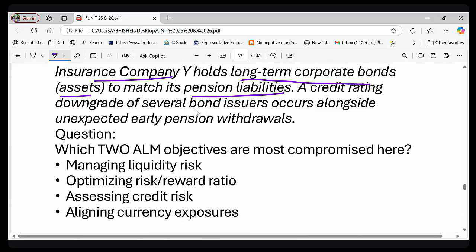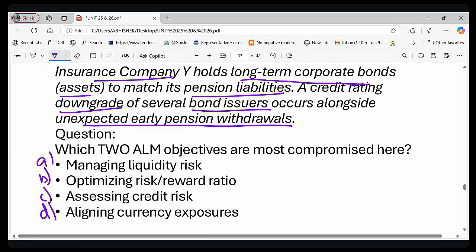Suddenly, several bond issuers get downgraded. On top of that, there is a wave of unexpected early pension withdrawals. Right. So the question is, which two ALM objectives are the most compromised here? Option A, managing liquidity risk. Option B, optimizing risk reward ratio. Option C, assessing credit risk. And option D, aligning currency exposure.